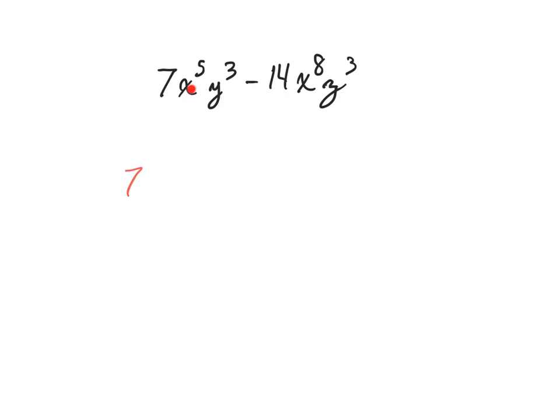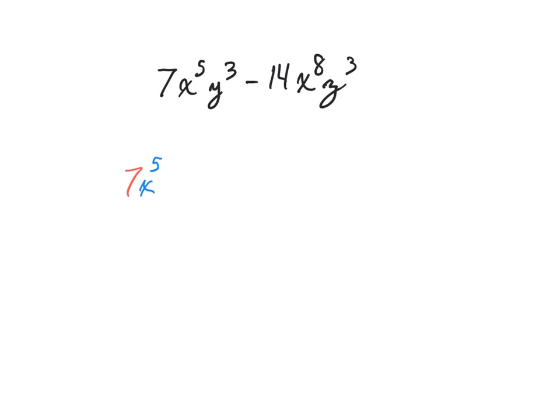I'm going to go to my next one. I'm going to look at x. I have an x there, and I have an x here. So they both have an x, so I can bring out an x. And I'm going to bring it out in blue like I did last time. Then what I'm going to do is I'm going to look at my exponents. So this one I got a 5. This one I got an 8. The 5 is smaller, so I'm going to bring that one down.